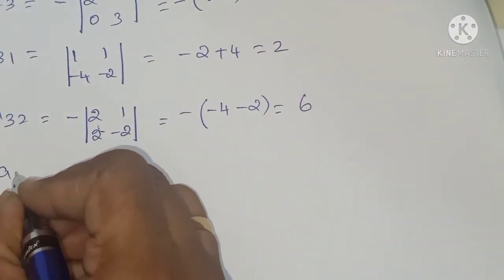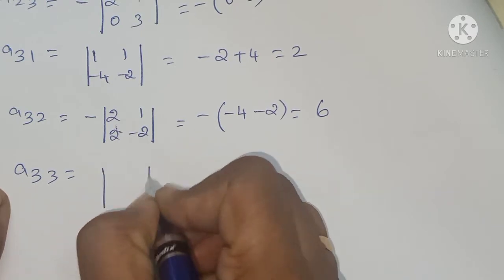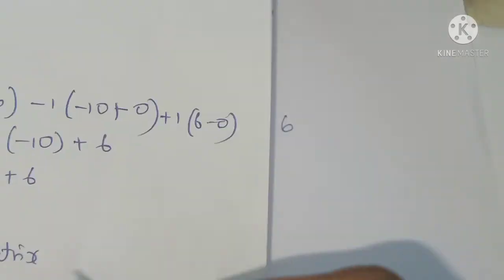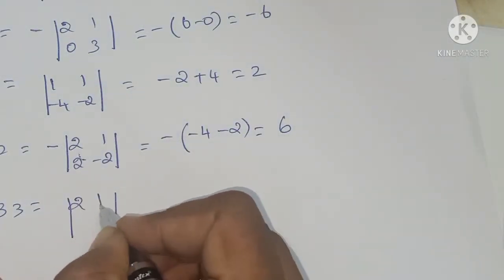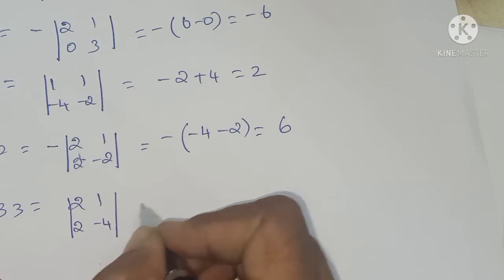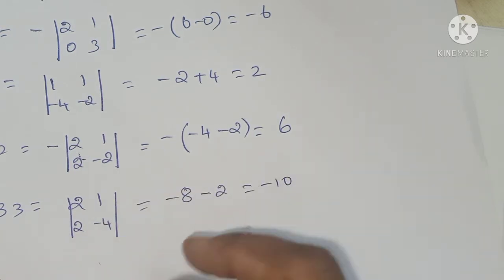Next one A33. 3 plus 3 is 6. It is an even number. So hide the third row and third column. We get 2 1 2 minus 4. So this is equal to minus 8 minus 2. This gives us minus 10.